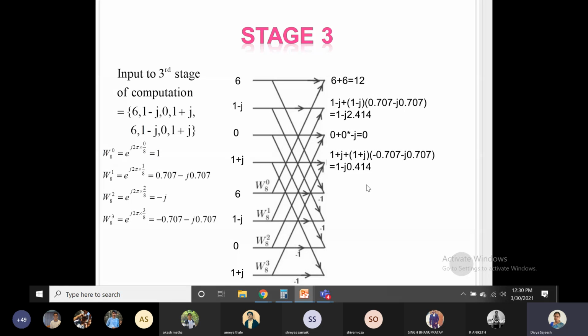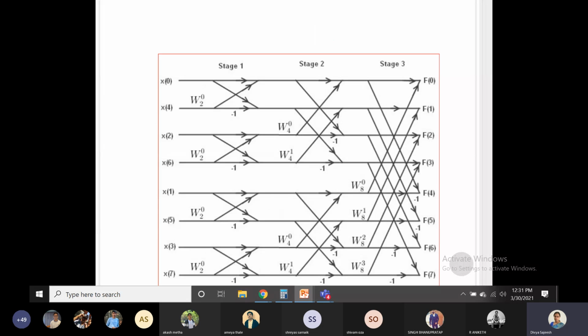So you have to calculate it. The next output is minus 6, 0. Like that you need to calculate for each. Okay. So these are the outputs we are obtaining for the input given here. So finally, this is how the total FFT looks.